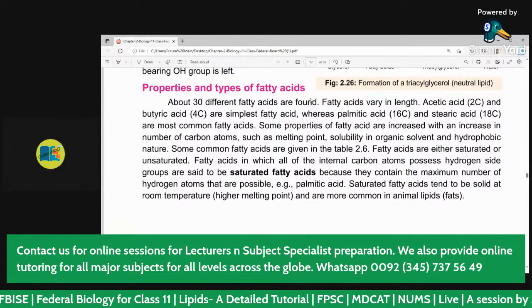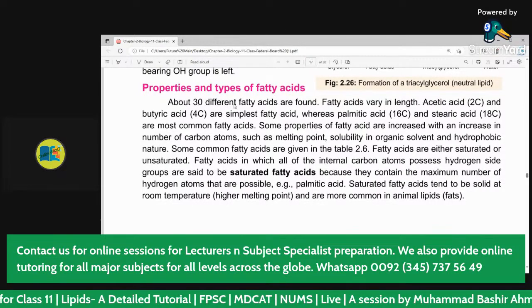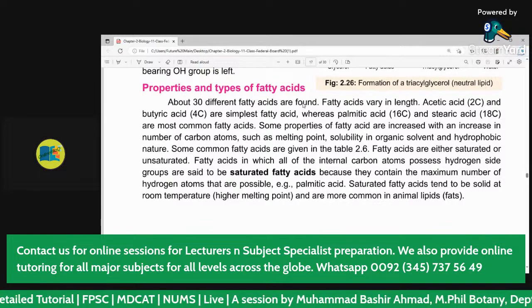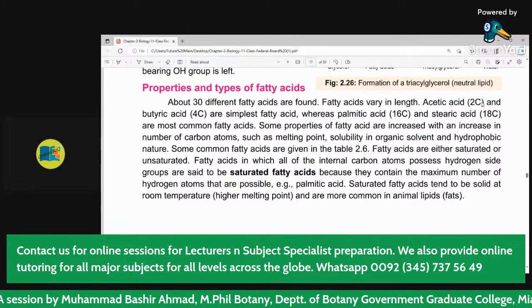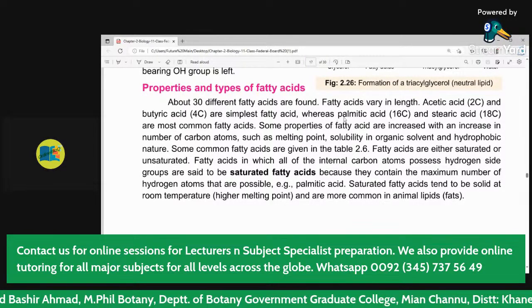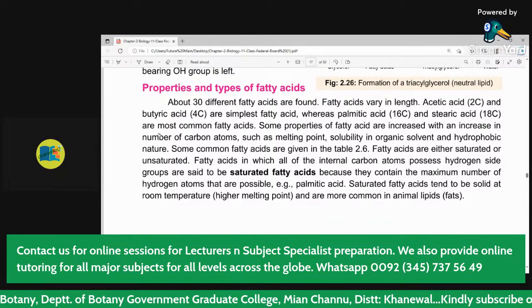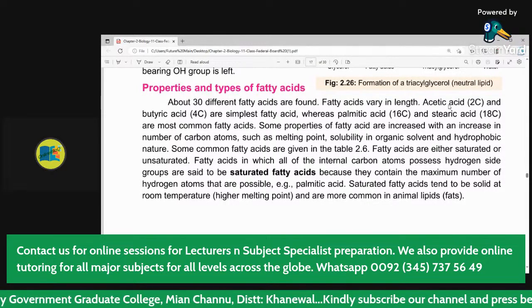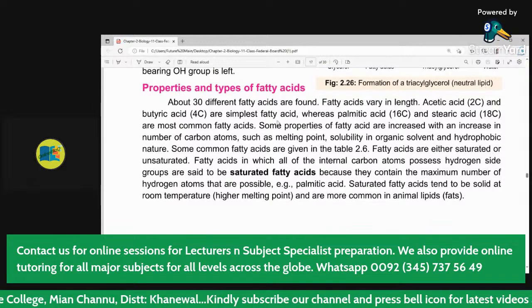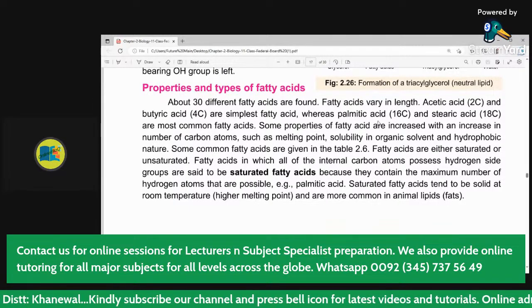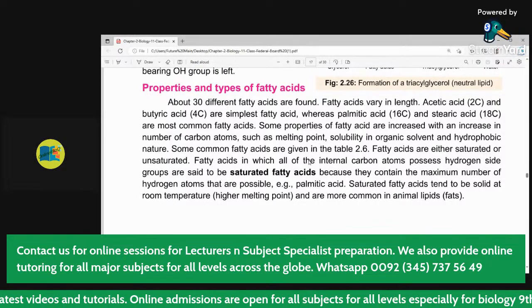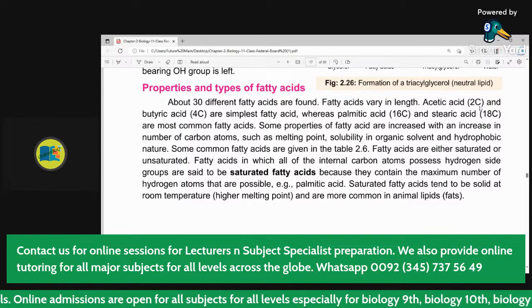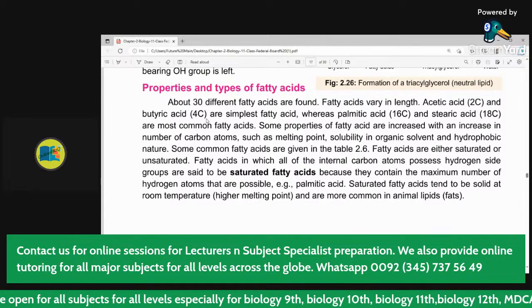There are some properties and types of fatty acids we will study here. About 30 different fatty acids are found. Fatty acids vary in length. Acetic acid and butyric acid are the simplest fatty acids, whereas palmitic acid, a C16 fatty acid, and stearic acid, a C18 fatty acid, are the most common fatty acids. Acetic acid is a 2 carbon acid, and butyric acid is a 4 carbon acid.